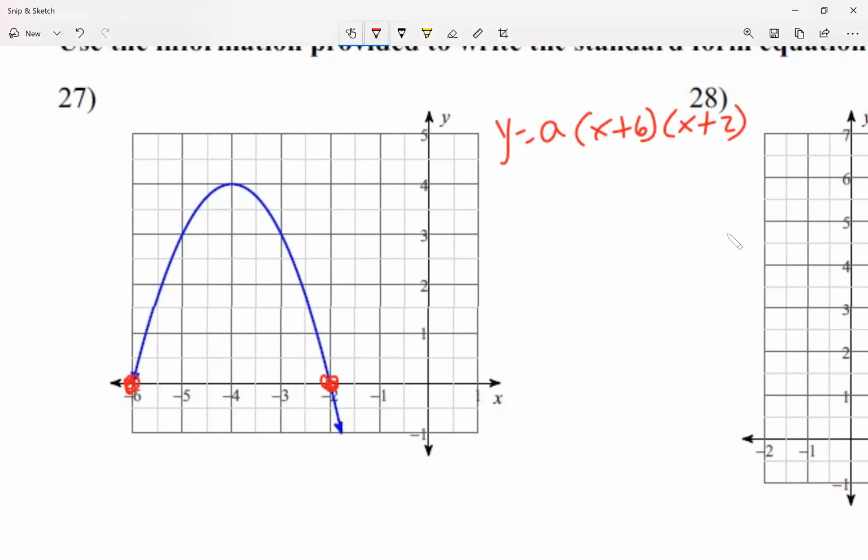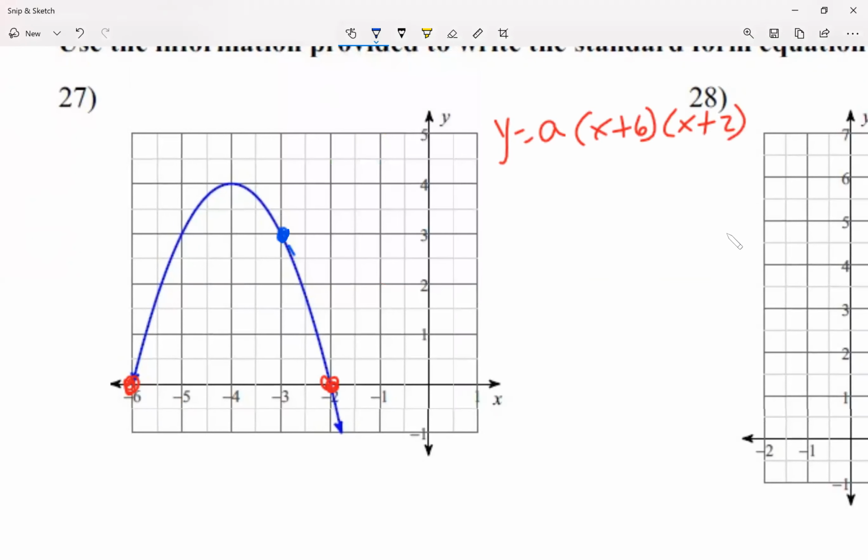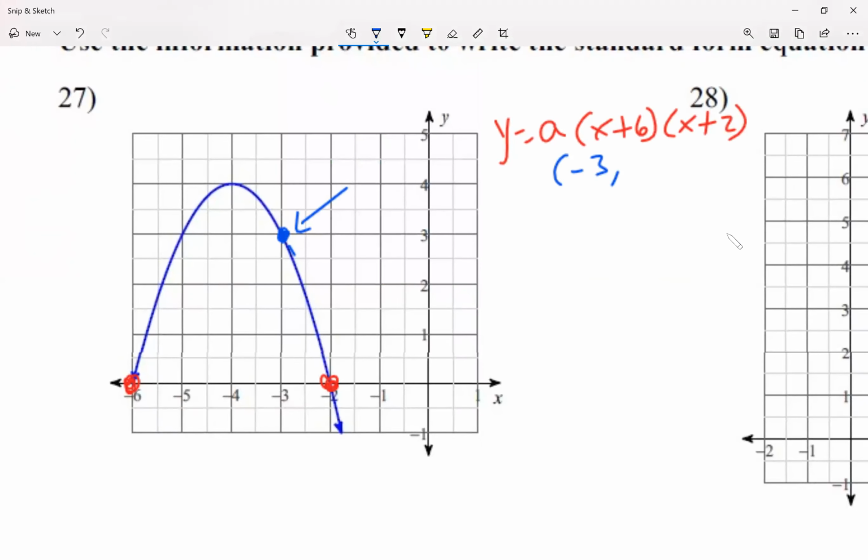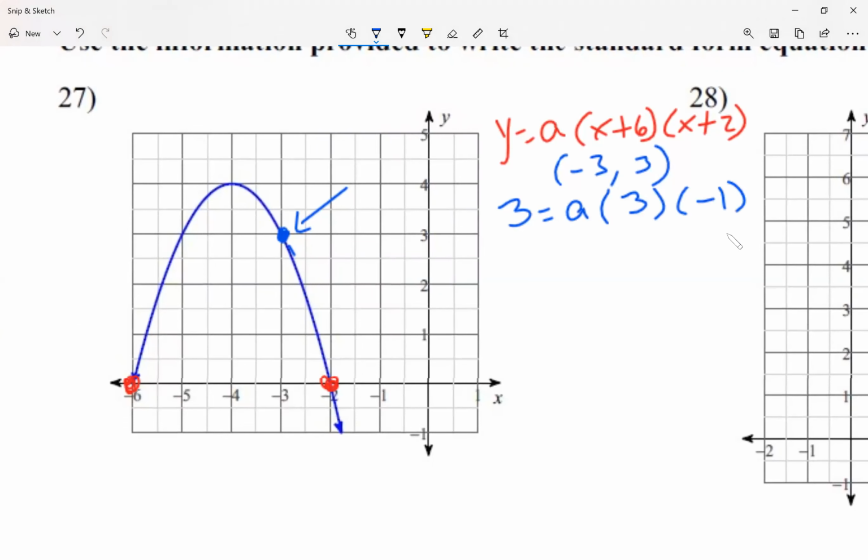Then let me choose a random point on my graph. Let me use this point. The coordinates of that one are -3, 3. So let me replace my values. Instead of a y, I write 3, a. My first parentheses, x plus 6. I know x is -3. So that's 3. And then -1. I use my x value for each.